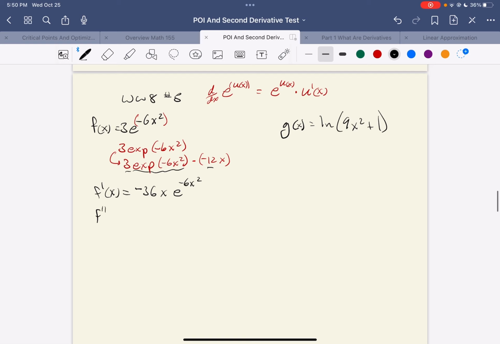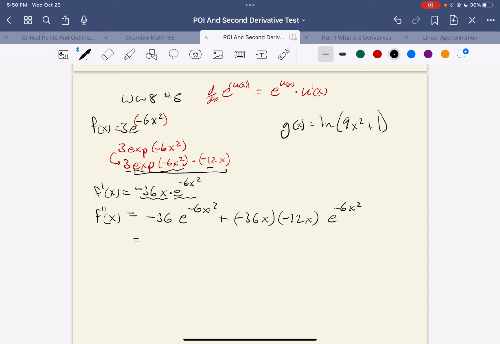Now we need to take another derivative, and we should use the product rule because I have a product here. Take the derivative of the first function, it's negative 36. Leave the second function alone. Plus, leave the first function alone, negative 36x, times the derivative of the second. We've already done that: it's negative 12x e to the minus 6x squared. All right, great.